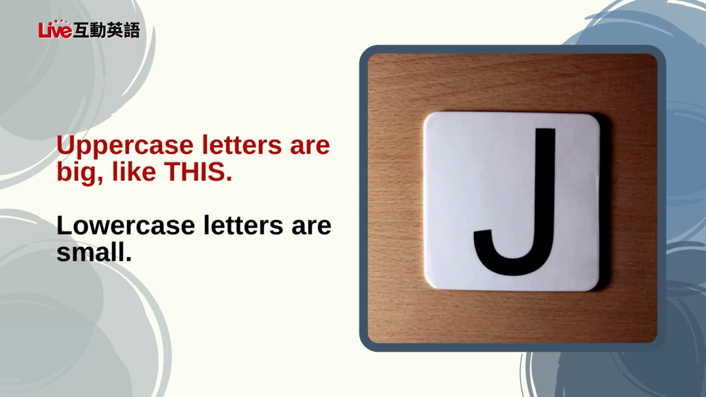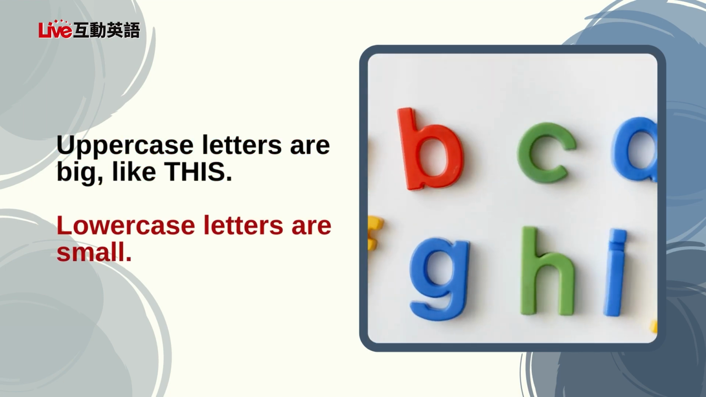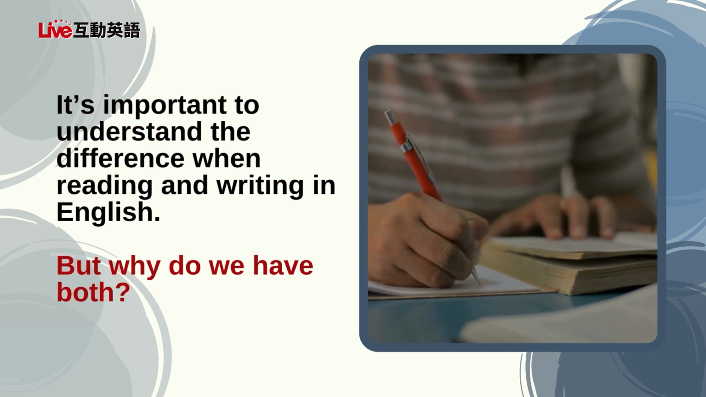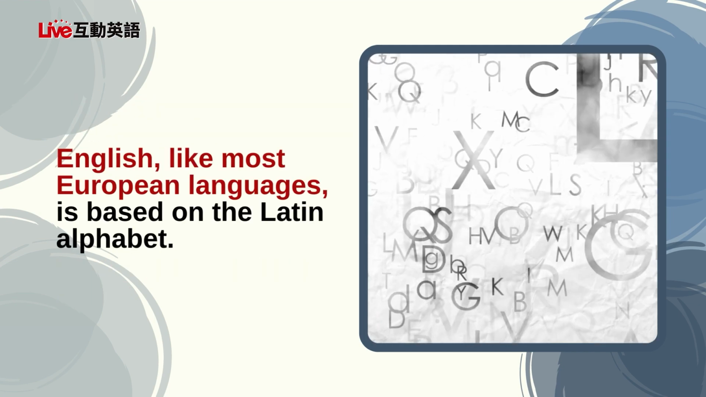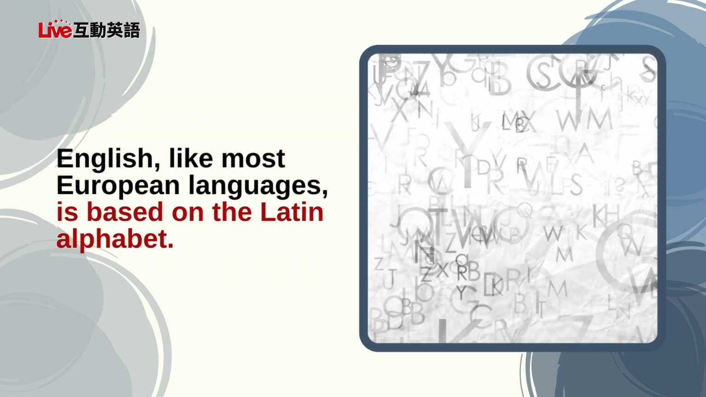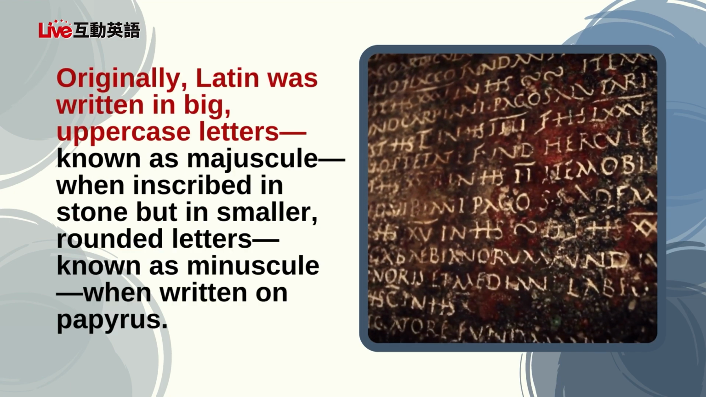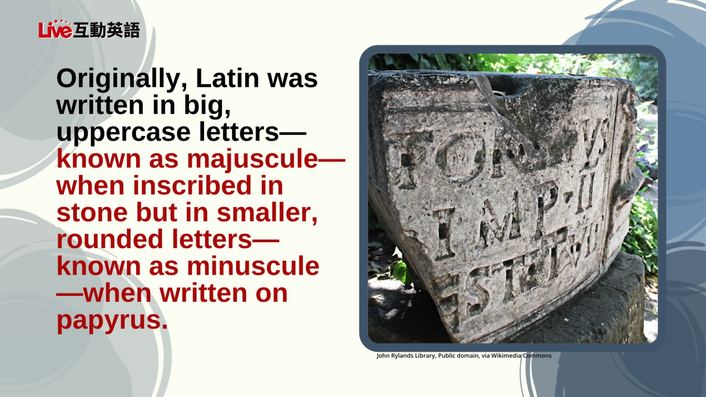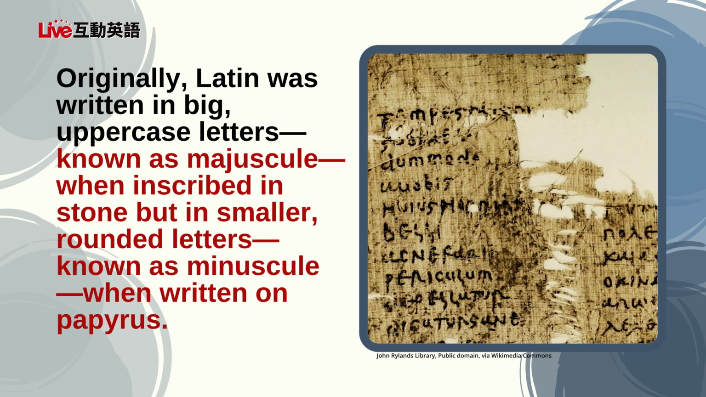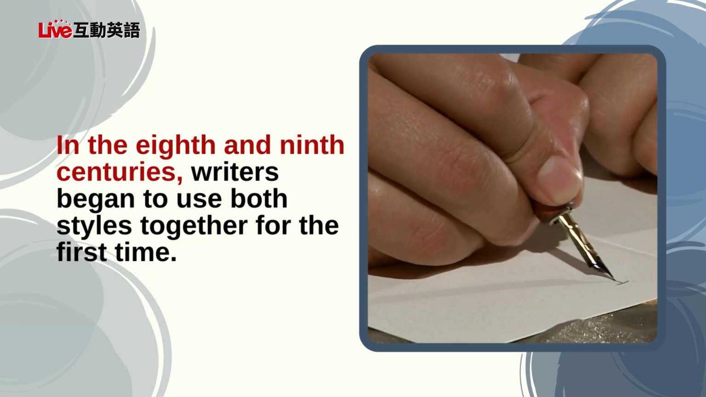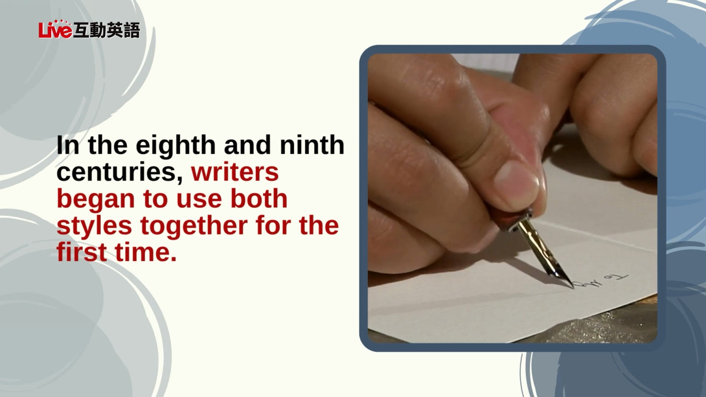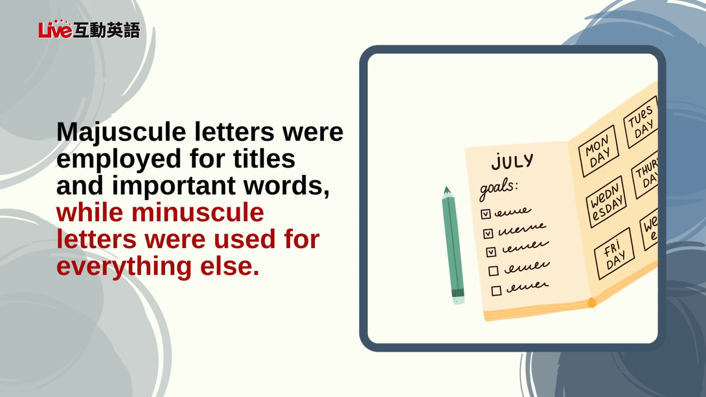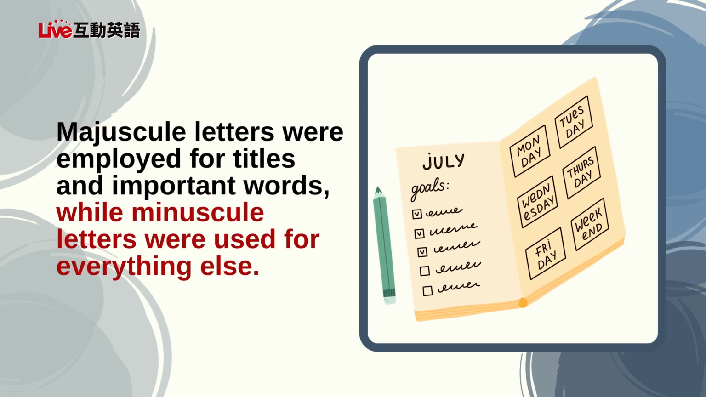Uppercase letters are big, like this. Lowercase letters are small. It's important to understand the difference when reading and writing in English, but why do we have both? English, like most European languages, is based on the Latin alphabet. Originally, Latin was written in big uppercase letters, known as majuscule, when inscribed in stone, but in smaller rounded letters, known as minuscule, when written on papyrus. In the 8th and 9th centuries, writers began to use both styles together for the first time. Majuscule letters were employed for titles and important words, while minuscule letters were used for everything else.